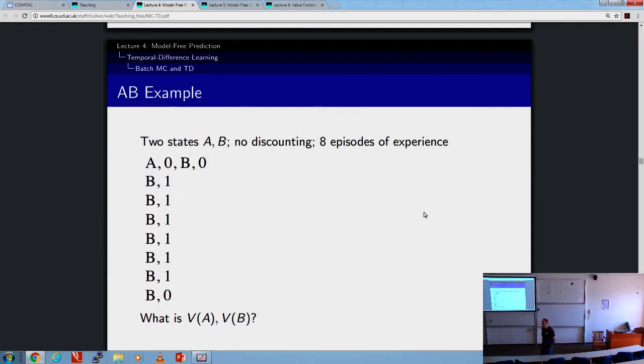Then, right. So value of A, since there is no discounting, is the value of the immediate reward, in which case this is 0, and the value of B, which we counted as 0.75. So the two algorithms agree on the value of B, but they disagree on the value of A. According to MC, the value of A is 0. According to TD, the value of A is 0.75. Which one do you think makes more sense?